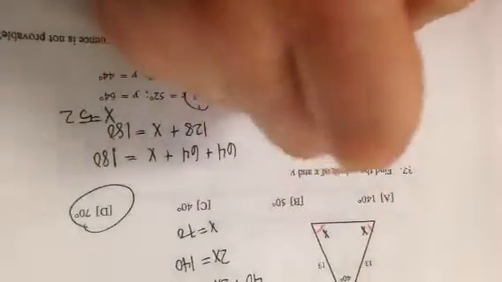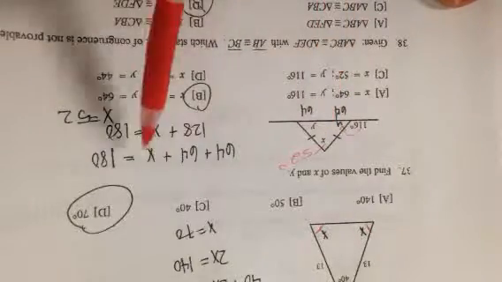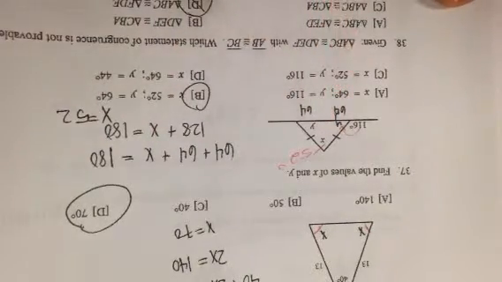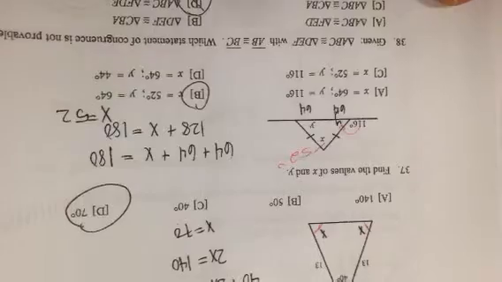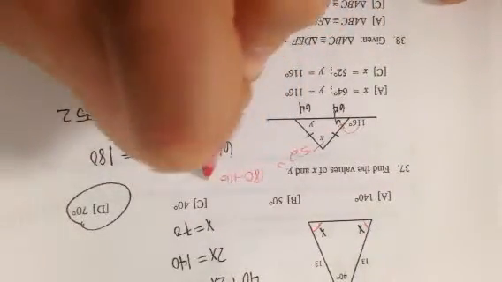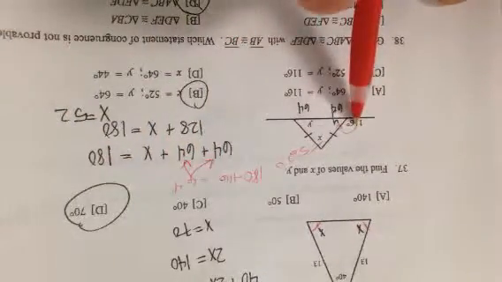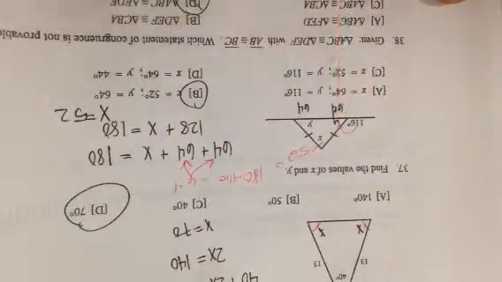Once I know that X is 52, then I can go ahead and plug that in and find out what each angle is. Just to be clear, 180 minus 116 equals 64. And that's where these values come from, by doing 180 minus 116. Get that right there.